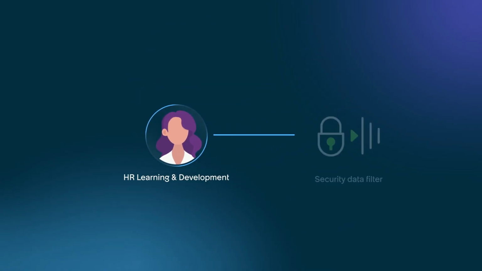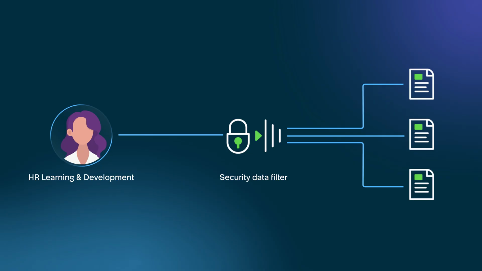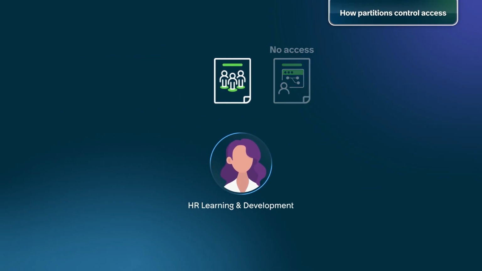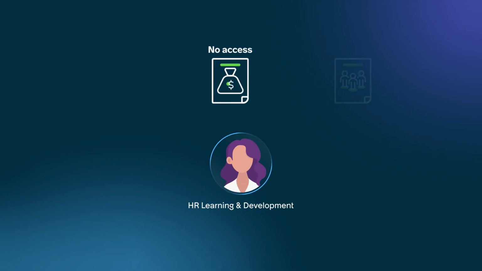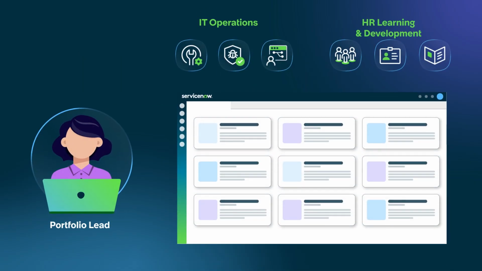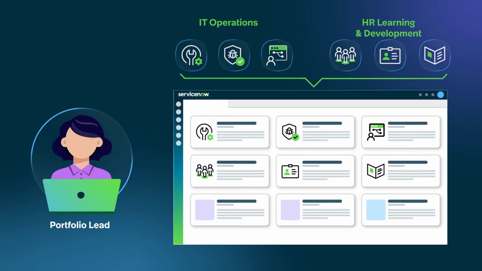After a partition is configured, access control is enforced automatically through a security data filter. When users assigned only to the HR partition open Project Workspace, they see only HR projects and records. No IT or finance data appears in list views, search results, or dashboards. Users with roles for multiple partitions, such as a portfolio lead, see records from all their assigned partitions in a single view, with no duplication or data merging.